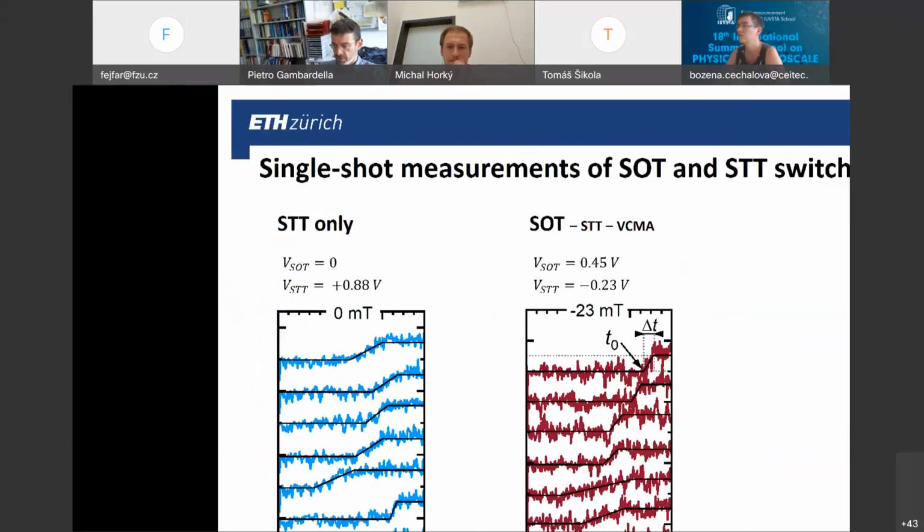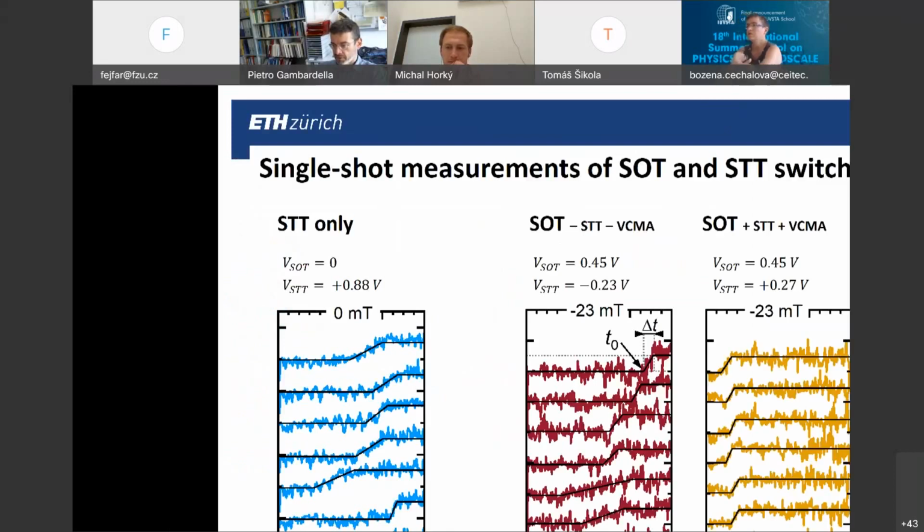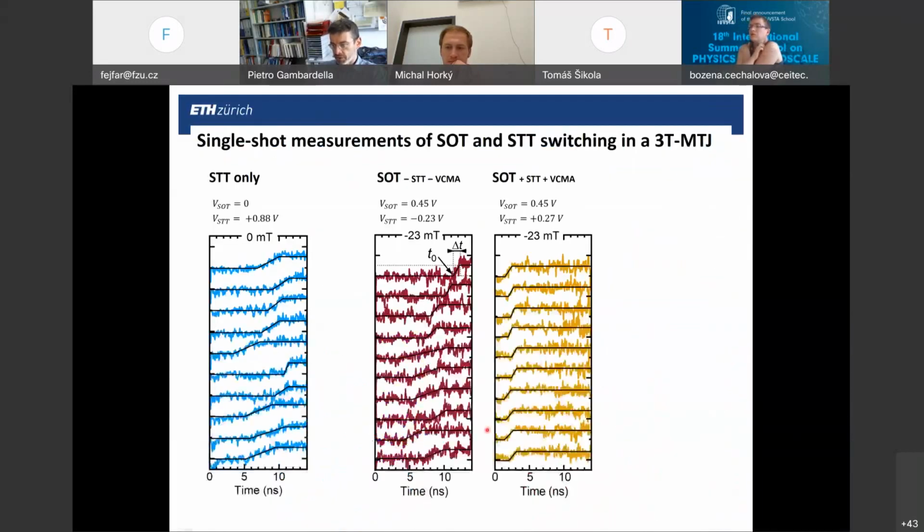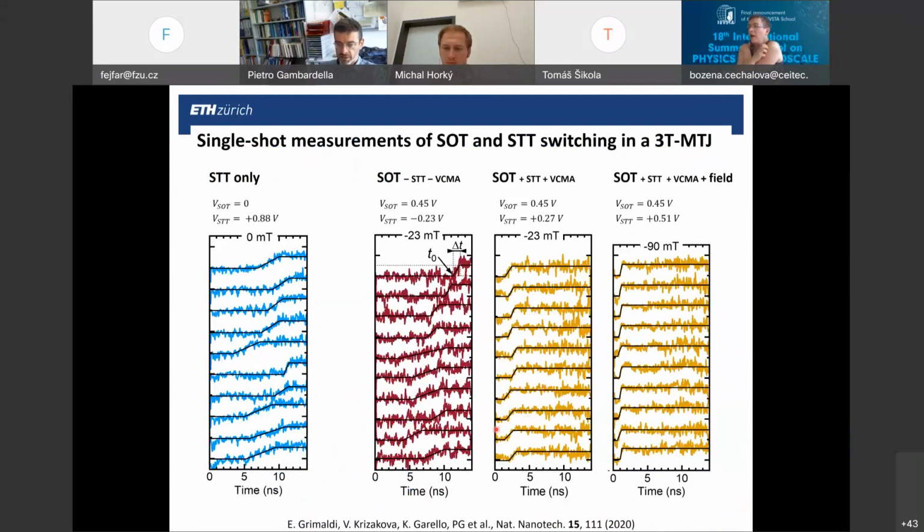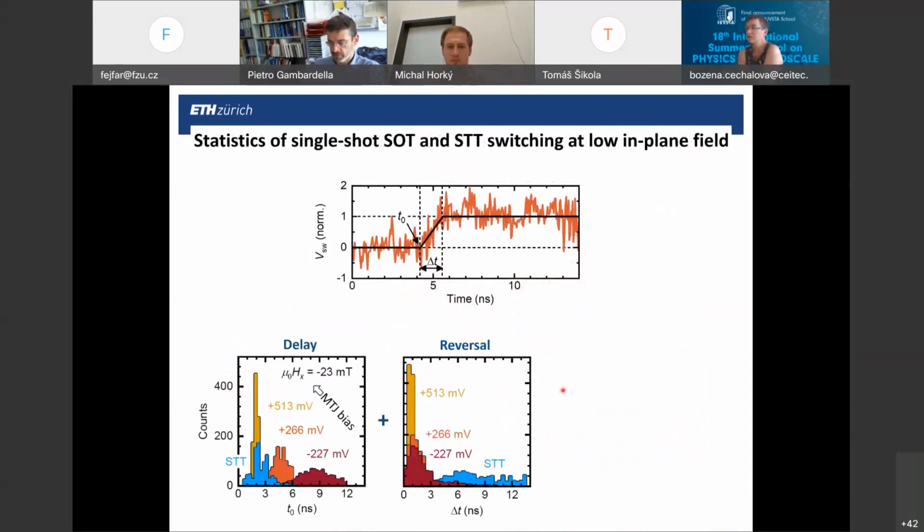These are current-induced switching curves measured in magnetic tunnel junctions by spin transfer torque only on the left and spin orbit torques on the right. There are some relevant differences in the dynamics, in particular in the switching times. And yeah, I will refer you to the papers.